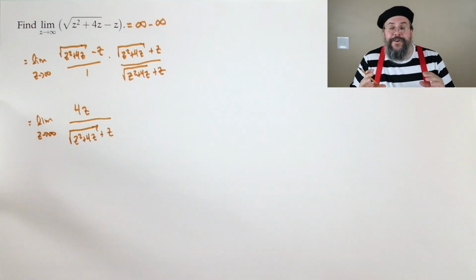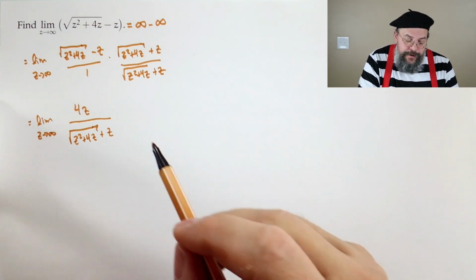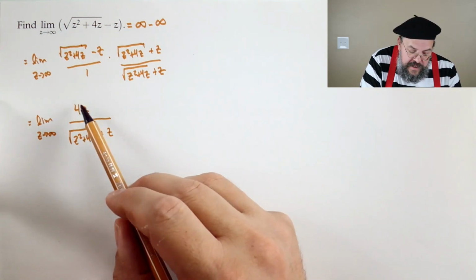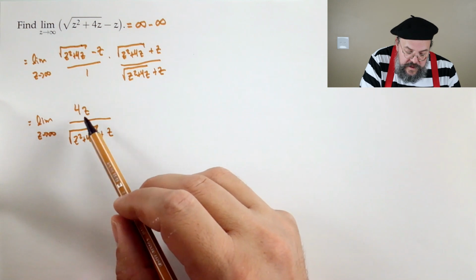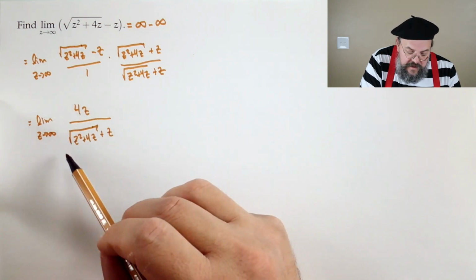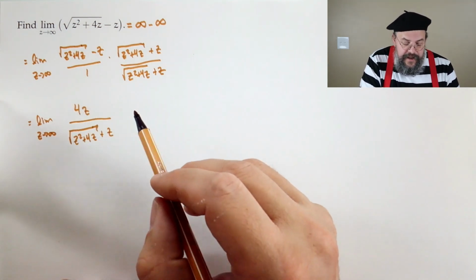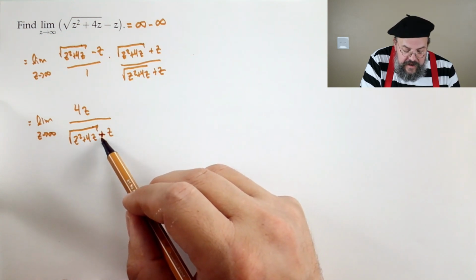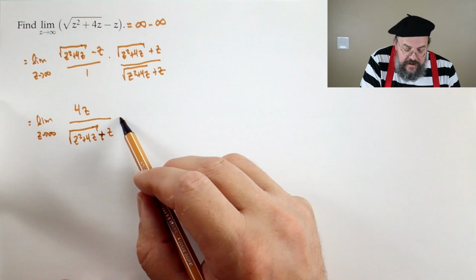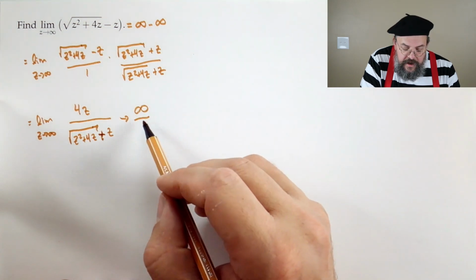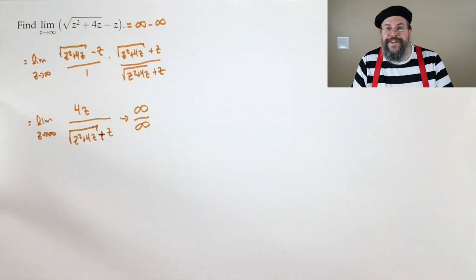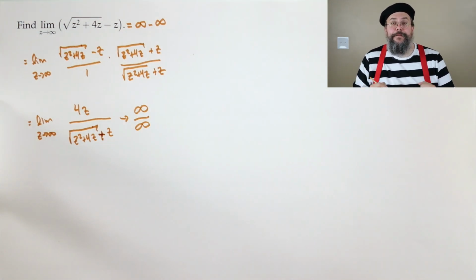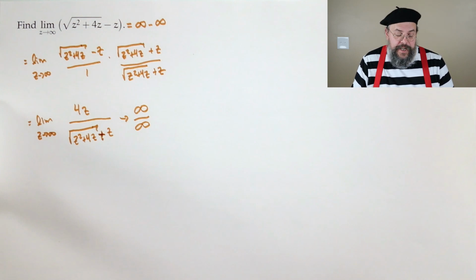Okay, so what does this do? Well, z is getting big, and so this part's getting big, that part's getting big, and also the square root of z squared is getting big. So all our pieces are getting big, and notice this is being added here, which means this is going to a huge number over a huge number. Now we can apply L'Hopital. We put it into the form where L'Hopital can be applied.